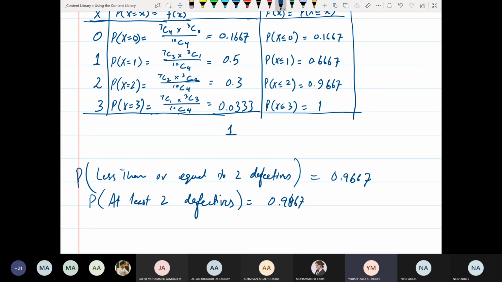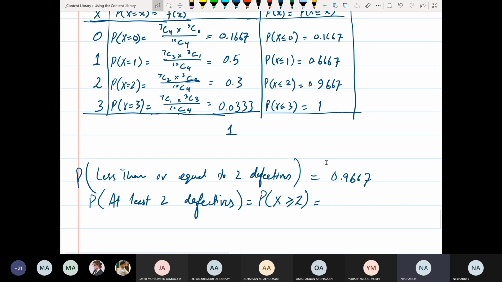I think it's 0.3333. Can anyone tell me what does at least mean, in terms of expression? At least 2, what does this mean? Greater than or equal to 2.